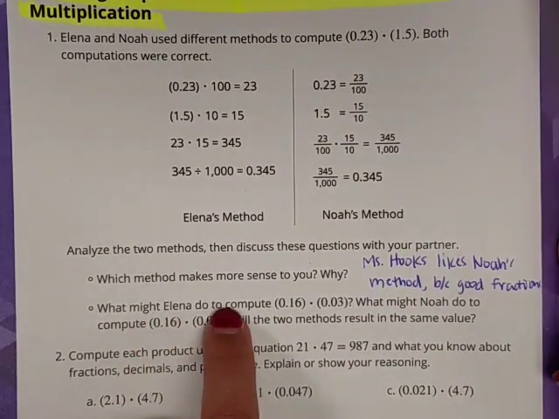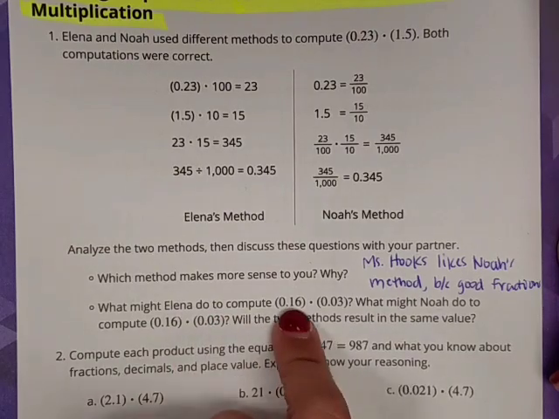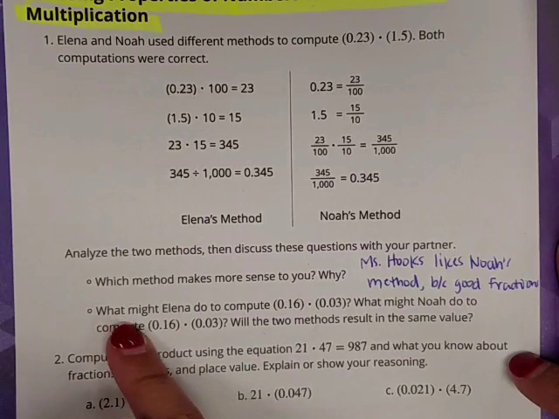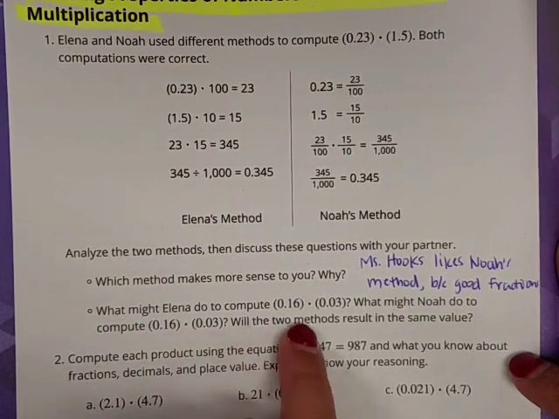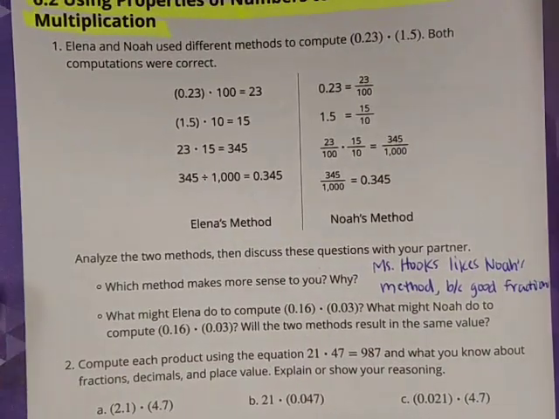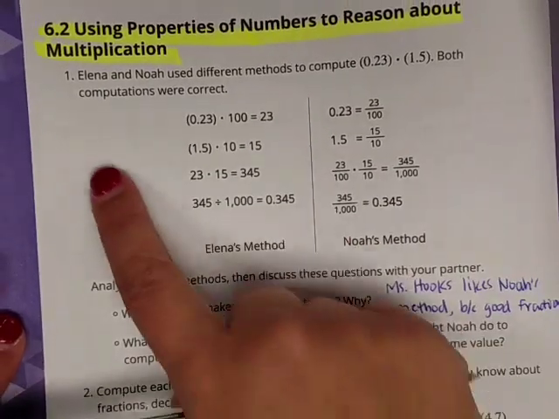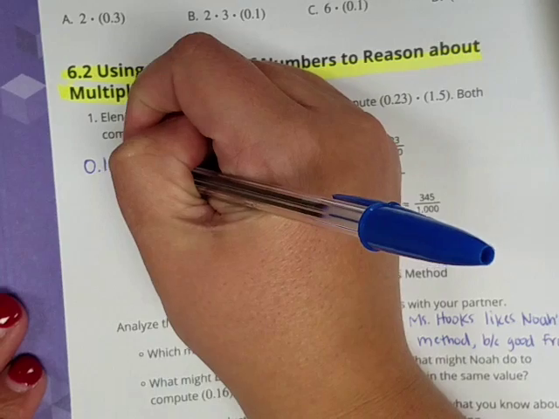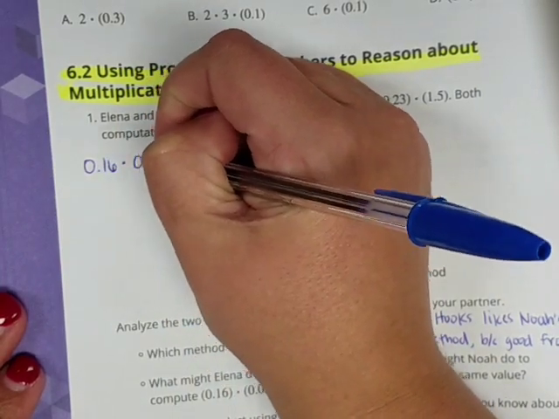So what might Elena do to compute 16 hundredths times 3 hundredths? What might Noah do to compute 16 hundredths times 3 hundredths? Will the two methods result in the same value? So let's practice what they did, and we can practice that over here. So we're going to take 16 hundredths times 3 hundredths.